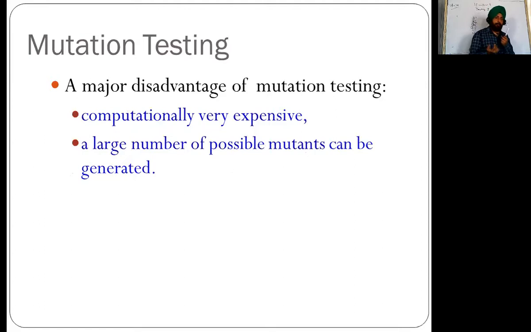So this is the mutation. A major disadvantage of mutation testing is that it is computationally very expensive, since a large number of possible mutants can be generated. Suppose these were the 6 statements, but actually there are hundreds of statements in your code, S1 to S100. Somebody will say, why make a change here? Why not make a change here? So there are many cases of mutation testing, and if you go with all the cases, then it will be very expensive.